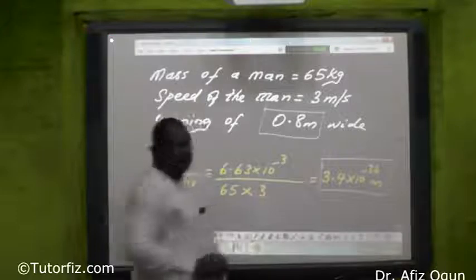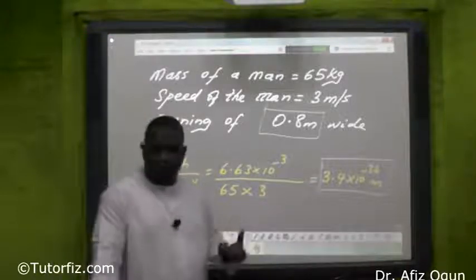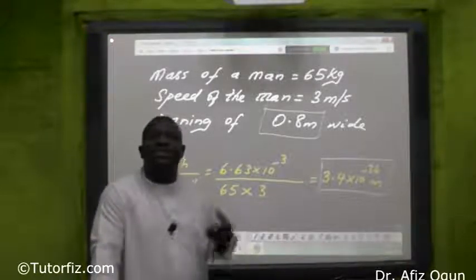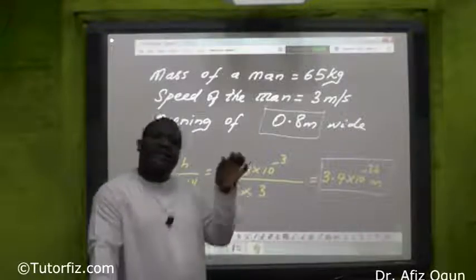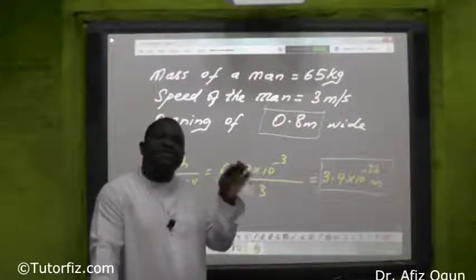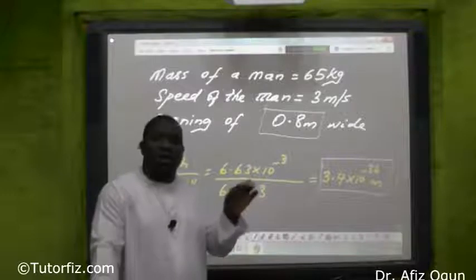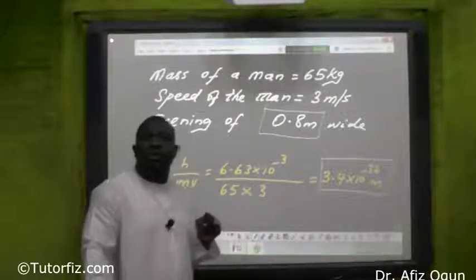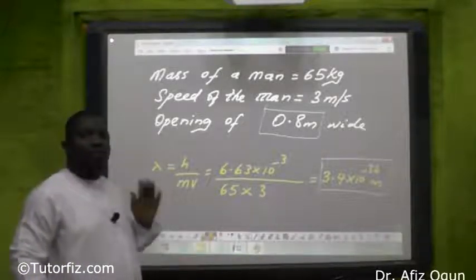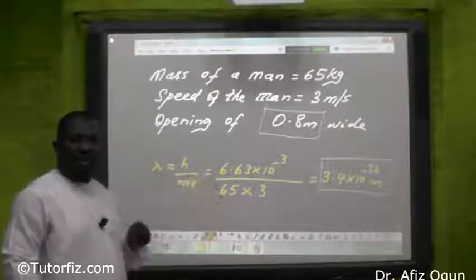Compared to this gap, and we all know the rule. For us to see appreciable diffraction, the gap must be similar in size or equal in size to the wavelength of the moving wave. So you are the wave now. We consider you as the wave moving past the gap.